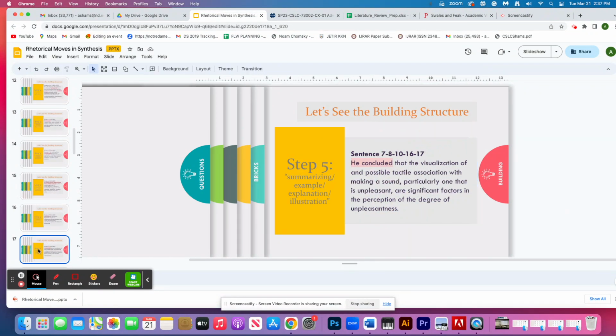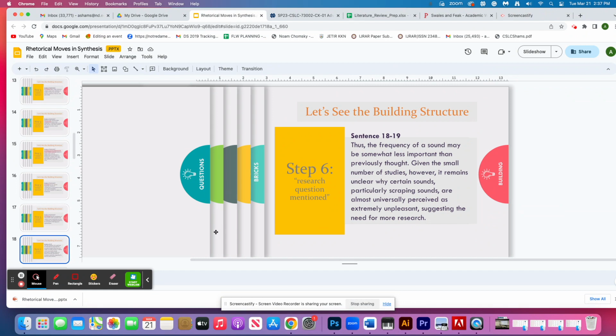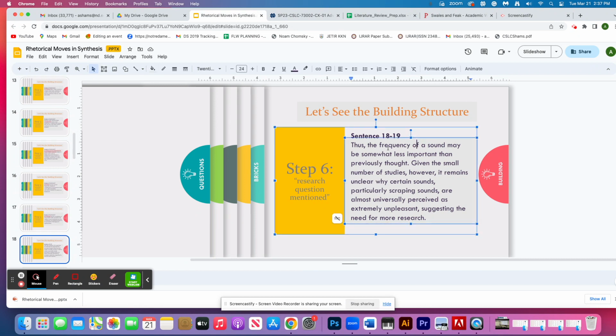So that's step 5. Now, step 6, which is the research question. Where do we find that research question? Where, as a writer, I'm mentioning my research question. Sentences 18 and 19. The frequency is less important, and it is unclear why certain sounds, and particularly scraping sounds, are almost universally perceived as extremely unpleasant.